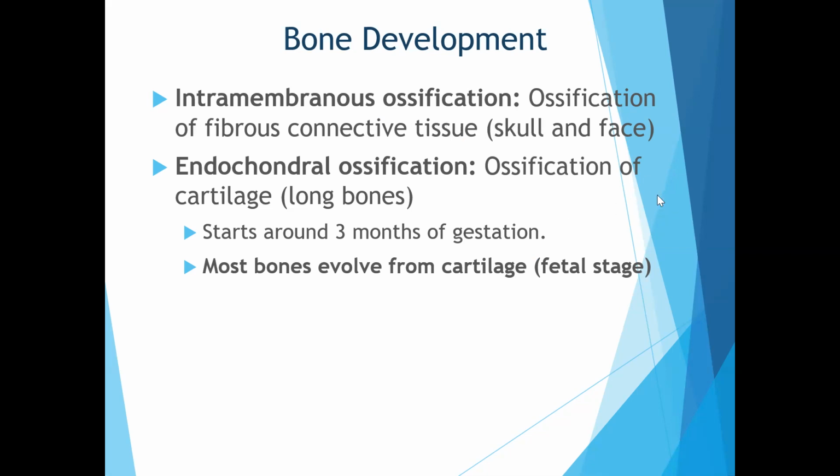What we're going to talk more about is endochondral ossification. And that means the ossification of cartilage. This primarily occurs in our long bones. It starts around 3 months of gestation. And this is a majority of bones. So basically, the bones evolve from cartilage.